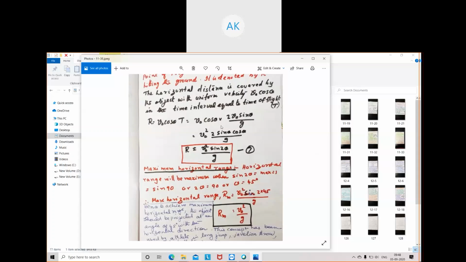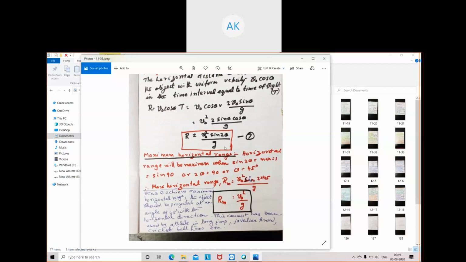Time of flight we have already calculated, 2v0 sin theta by g. And you see we have written in another form. 2 is there. See, 2 sin theta cos theta, we have already studied, that is sin 2 theta. v0 into v0, v0 square. So v0 square sin 2 theta by g, that is the range.